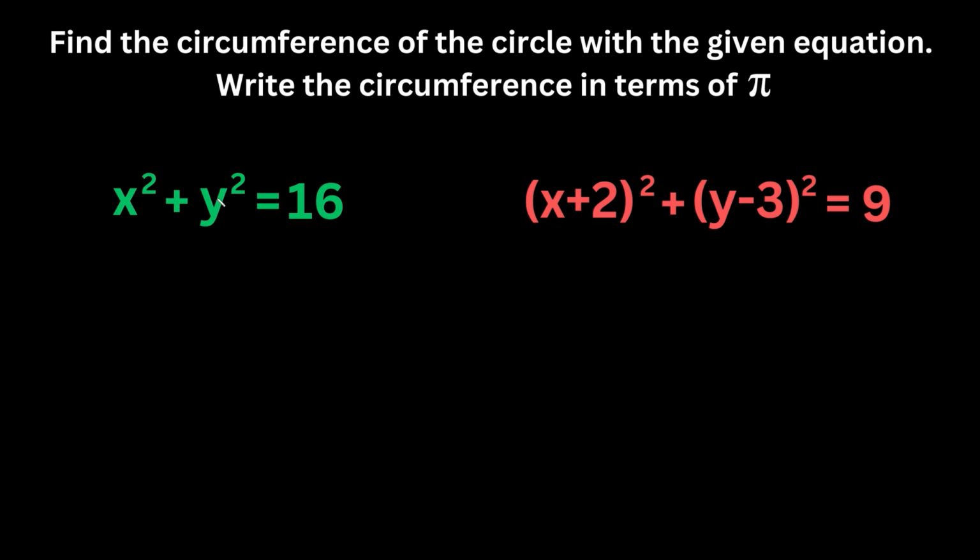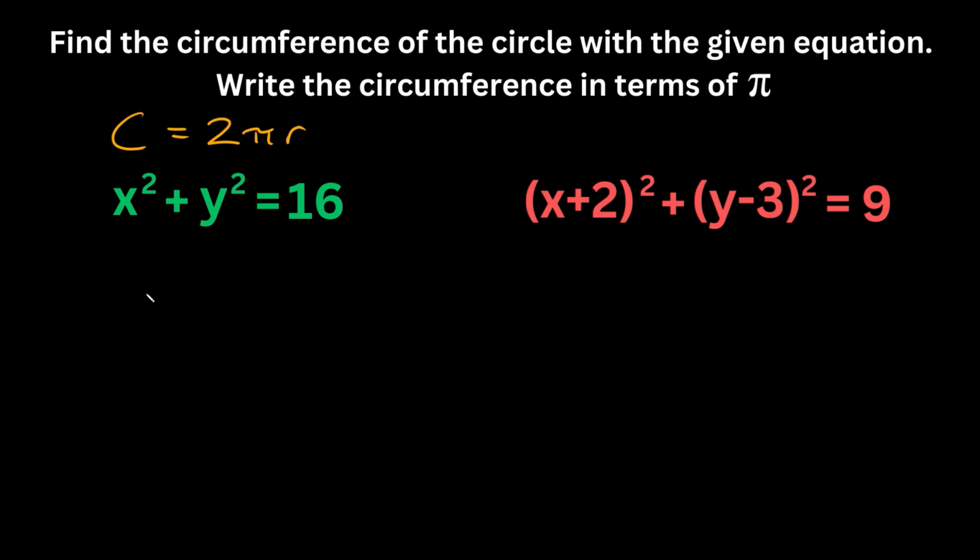So we have x squared plus y squared is equal to 16. First, we want to point out the fact that the equation for the circumference of a circle is equal to 2 pi r, where r is the radius. Okay, so if we can find the radius of this equation, we could simply plug it in right here and find the circumference. All right, so how do you find the radius of an equation?